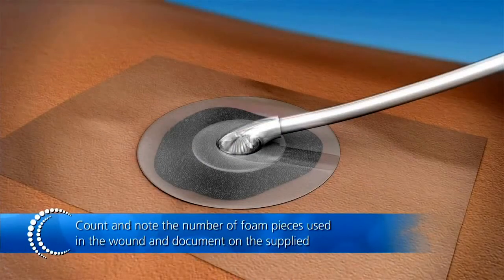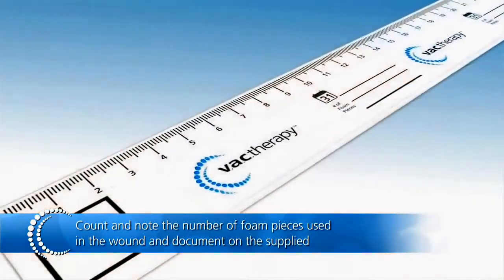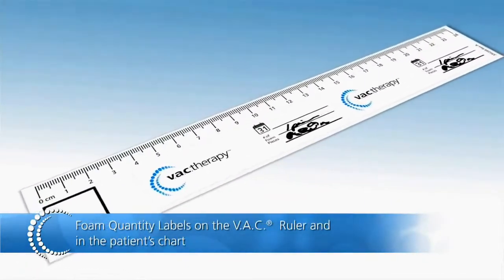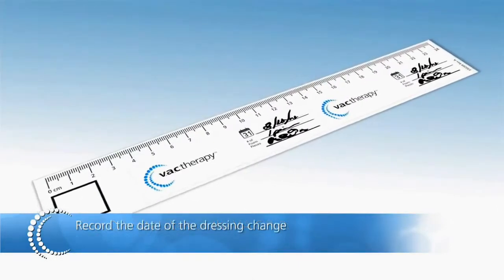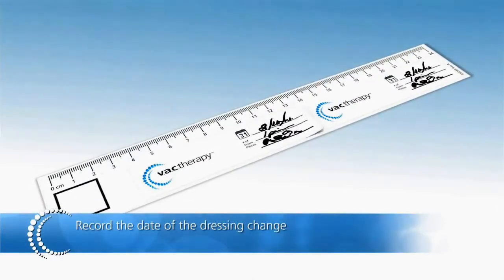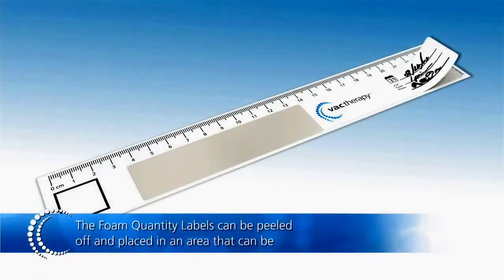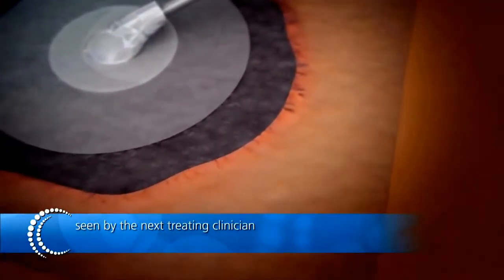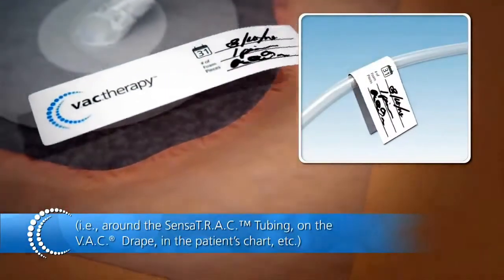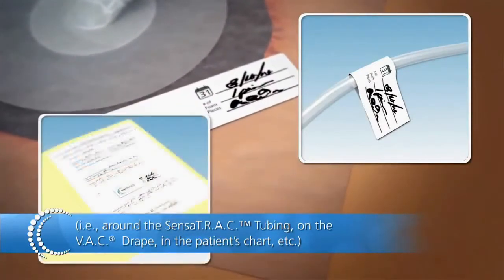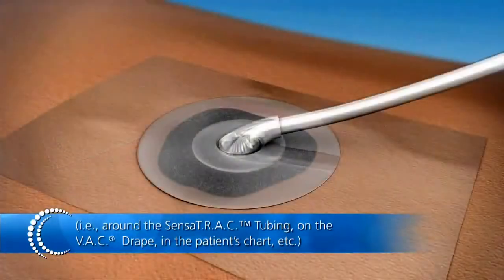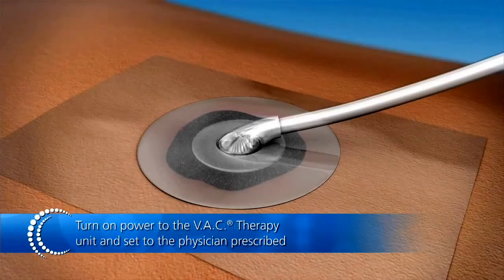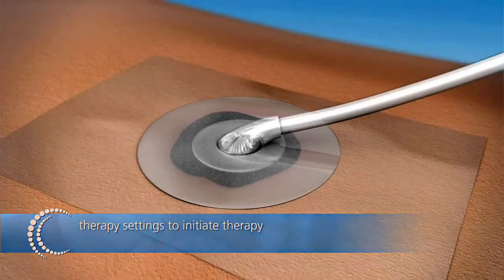Count and note the number of foam pieces used in the wound and document on the supplied foam quantity labels on the VAC ruler and in the patient's chart. Record the date of the dressing change. The foam quantity labels can be peeled off and placed in an area that can be seen by the next treating clinician. For example, around the SensaTrack tubing, on the VAC drape, and in the patient's chart. Turn on power to the VAC therapy unit and set to the physician-prescribed therapy settings to initiate therapy.